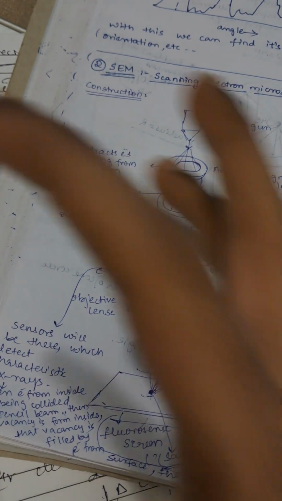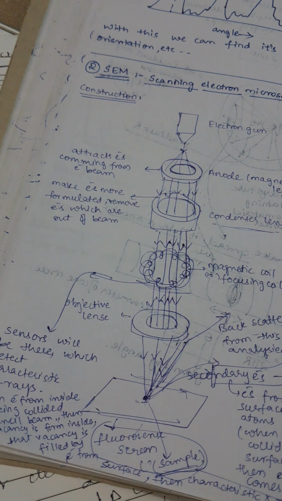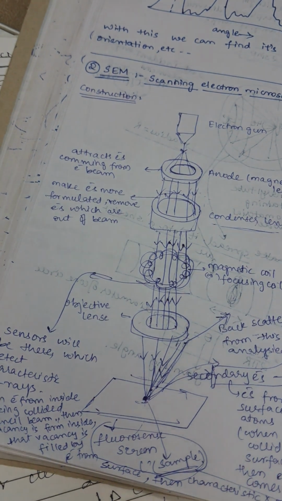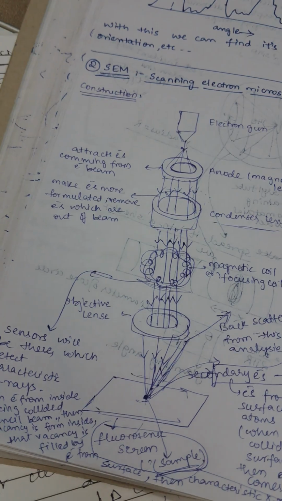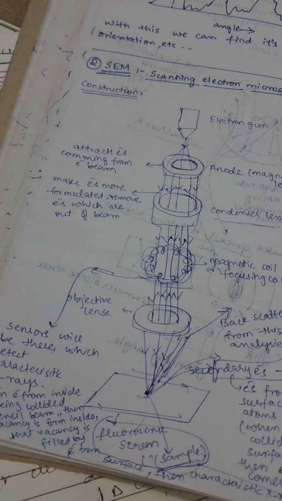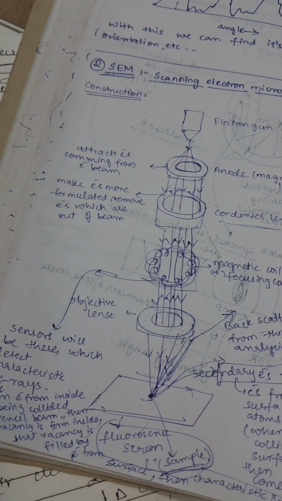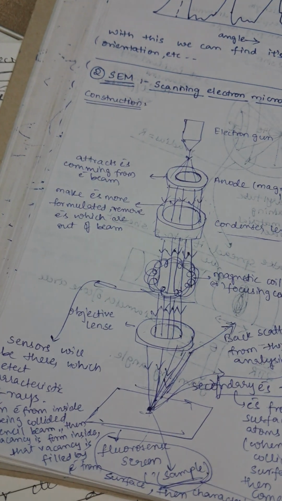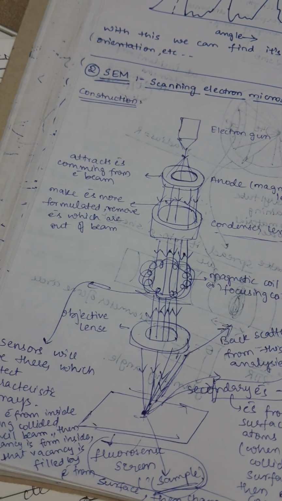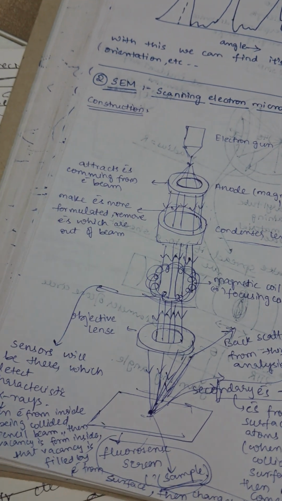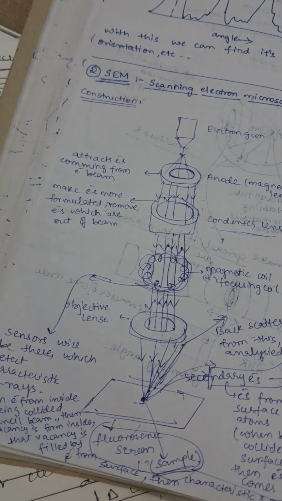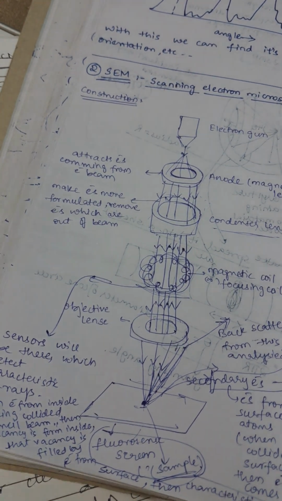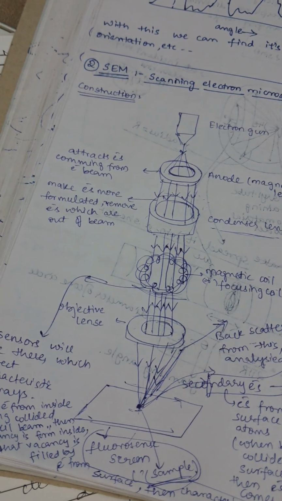These signals are collected by the detector. The detector collects these signals and transfers this information to the monitor so that an image is produced on the screen. This process repeats 30 times per minute to form a clear image.